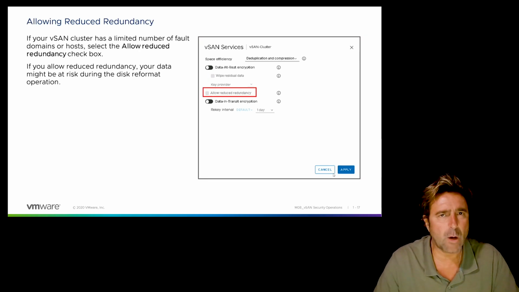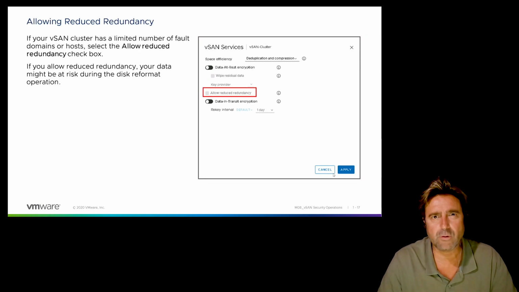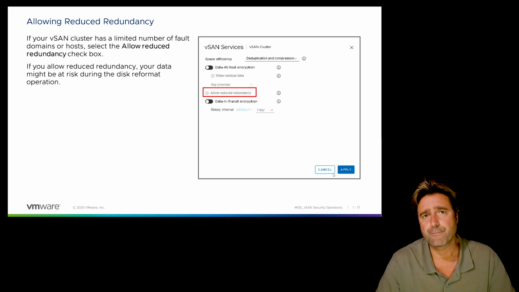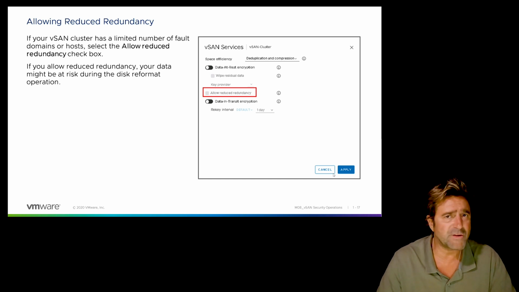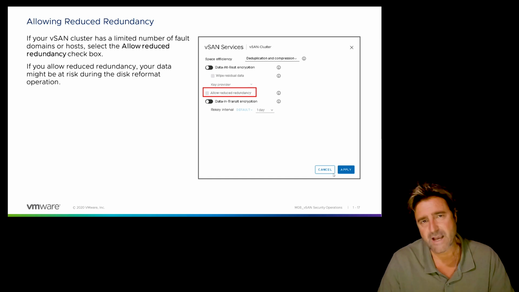When it comes to allow reduced redundancy, remember, we're talking about evacuating the bare minimum to basically speed up the process. Having said that, remember, that means you will have absent components temporarily. And imagine, of course, the worst case scenario. What would happen if you have a failure while you're doing this upgrade?